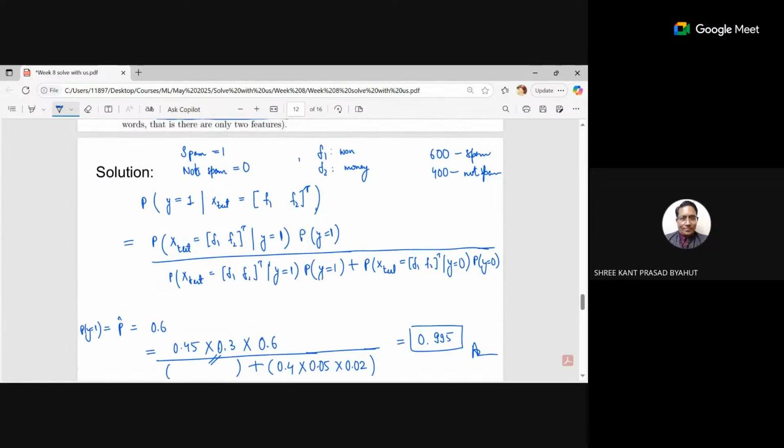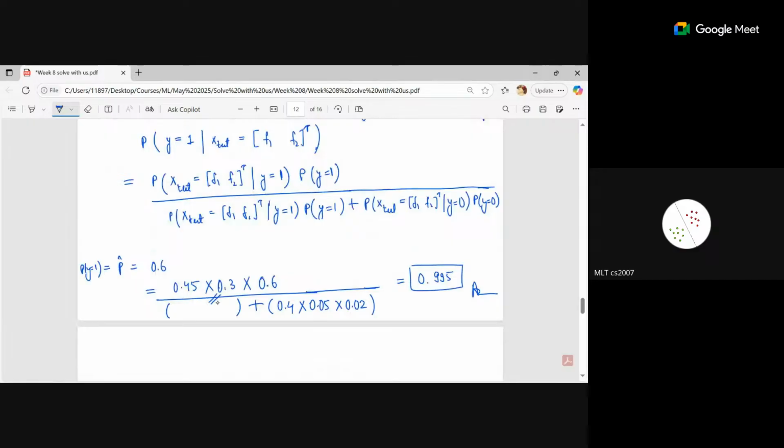In the numerator, you write this whole thing: 0.45 times 0.3 times 0.6. So the same thing will come, because it is Bayes rule, right?